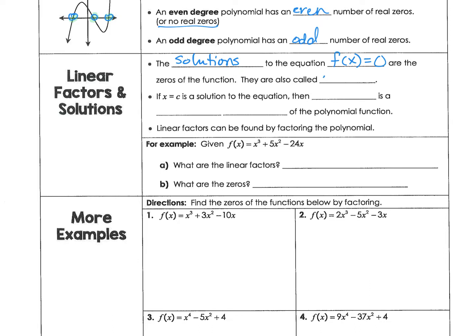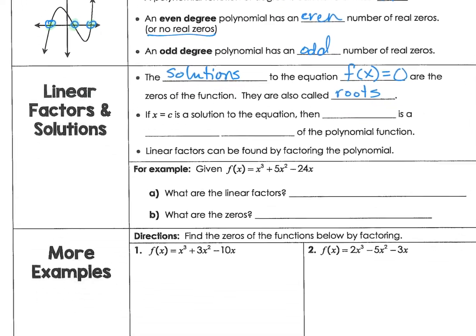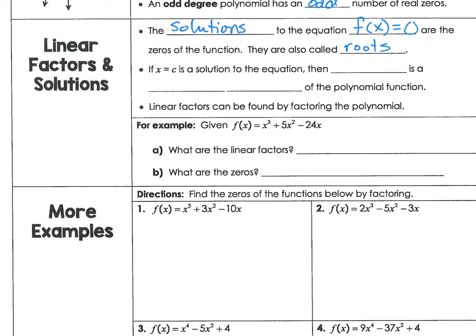They're also called roots. So we've got 4 names we can refer to them as: zeros, solutions, roots, and what else? X-intercepts, right? If x equals c is a solution, then x minus c has got to be a factor. In other words, it is a linear factor.